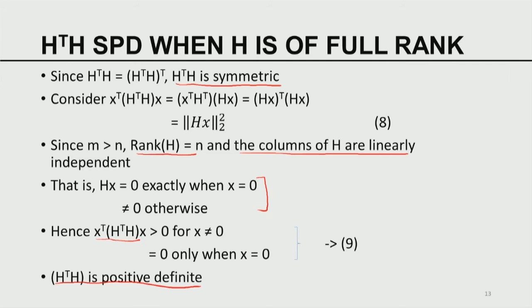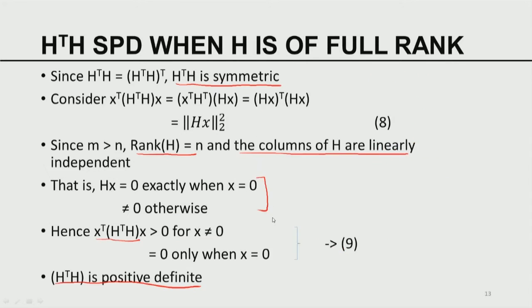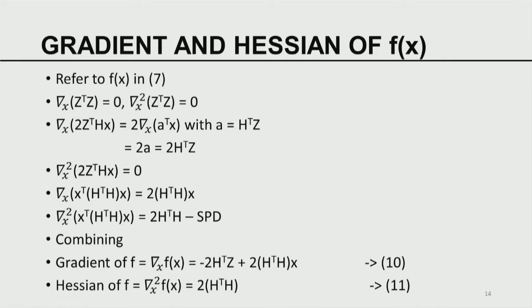Therefore, what is it that we have now? We have accomplished a number of things. I would like to consider this f of x: a constant term, a linear term, and a quadratic term. The quadratic term is a symmetric positive definite quadratic form. If I want to minimize, I am going to compute the Hessian and the gradient.